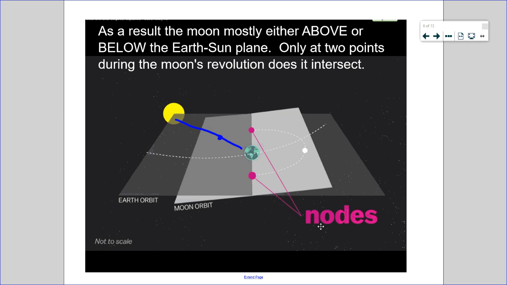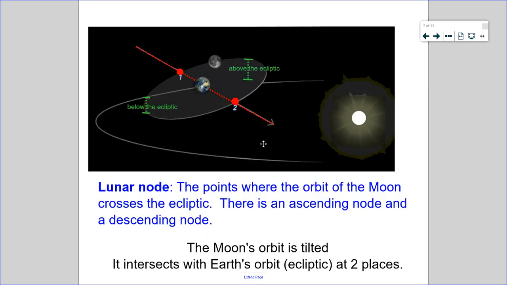Those are called nodes, and I referenced them very briefly in the previous video lecture. As a result of this orbital tilt, the moon spends most of its time either above the Earth's orbital plane or below it, and only twice does it intersect and happen at the same time. So here's another picture of that.